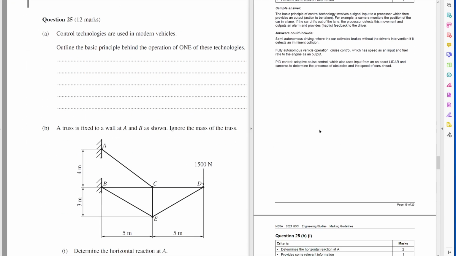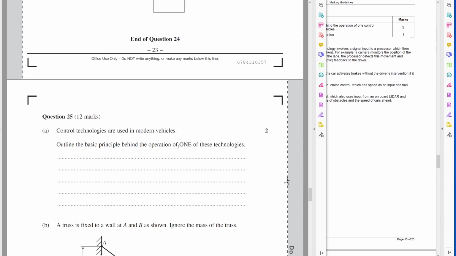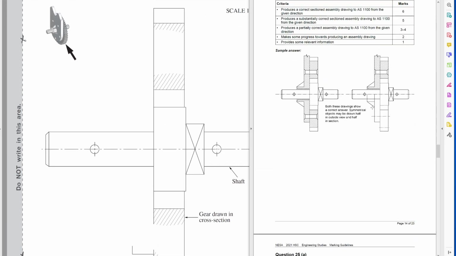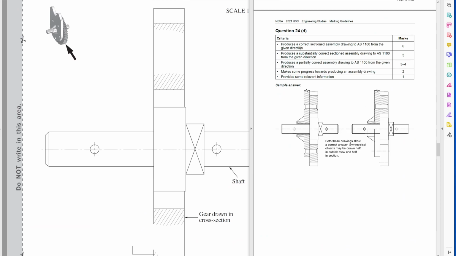Okay, question 25. I'll give a quick overview of how I would break these marks down. Now, I will point out that they don't break down the marks by bits and pieces. They do it holistically. They just say it provides a correct sectioned assembly from the given direction. I don't like that because, for 6 marks, I would rather say mostly correct. Substantially correct means that you can have, say, 1 error. Partially correct, yeah.